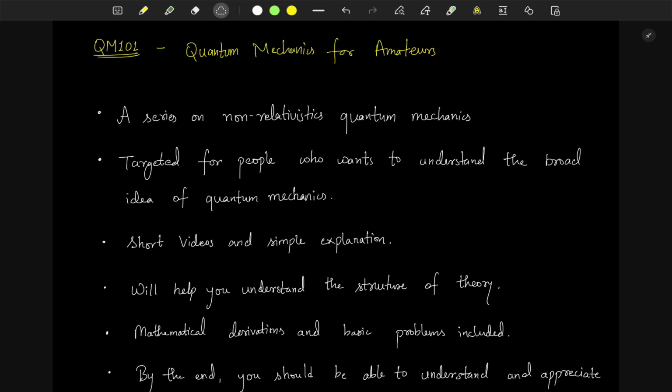Given that, I'll make each lecture very short, and I'll try to keep all the explanation as simple as possible. But since it's quantum, of course not everything might make sense at once.